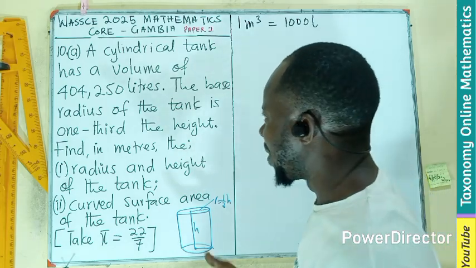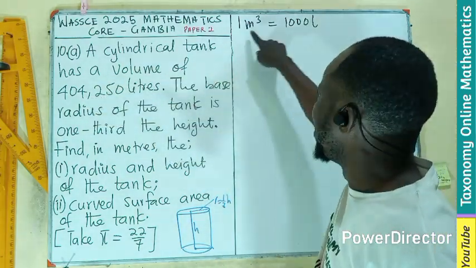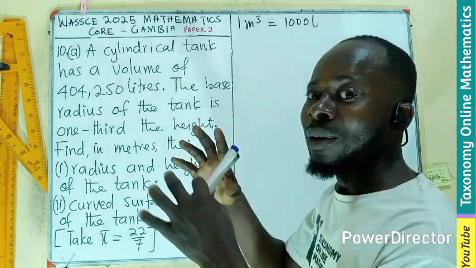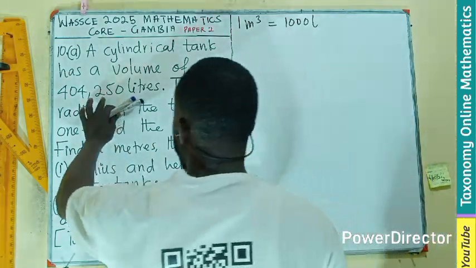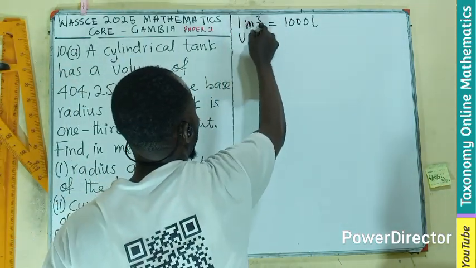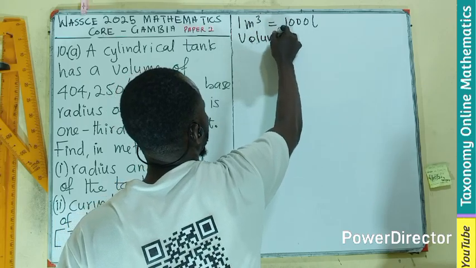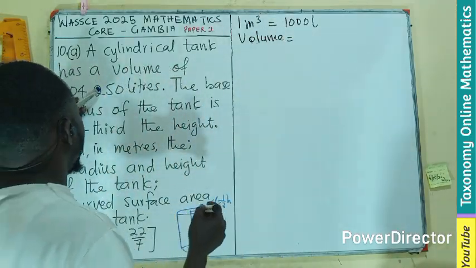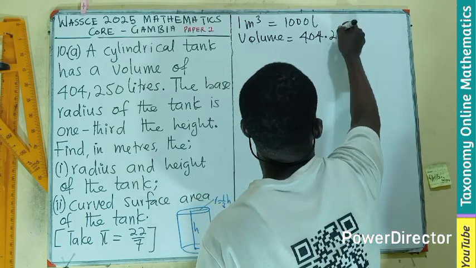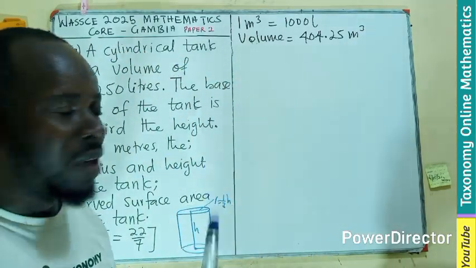So if I'm having this, which is more than this, it means it will be more than 1. So let's divide. I want to conserve space, so I'm dividing this by 1,000 to get the volume. So the volume will now become, let me write in full, dividing this by 1,000 will give you 404.25 meter cube as the volume given to us.